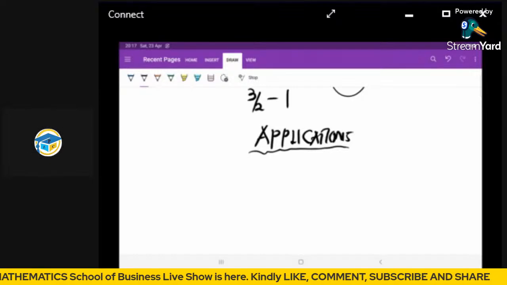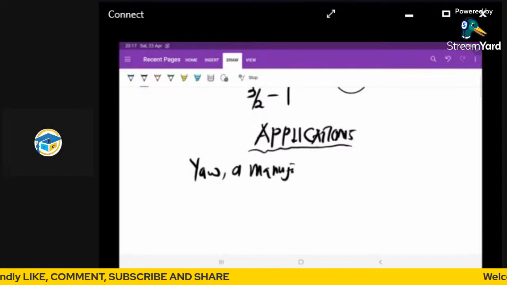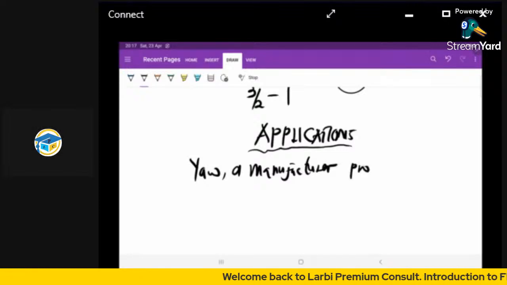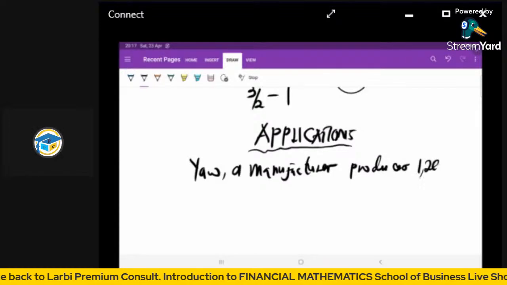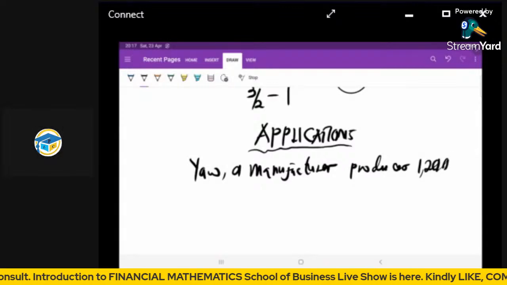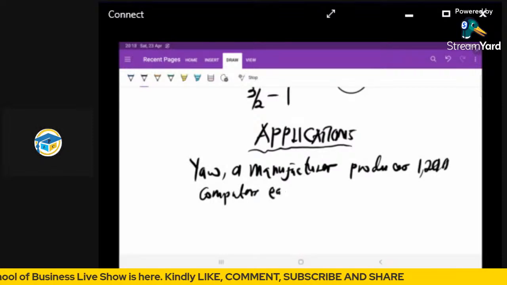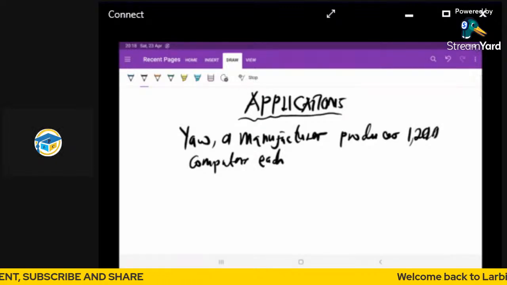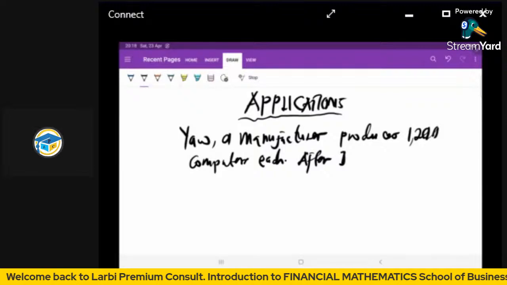So this is how it goes. Yao, a manufacturer, produces 1,200 computers each week. Is that okay? After week one.